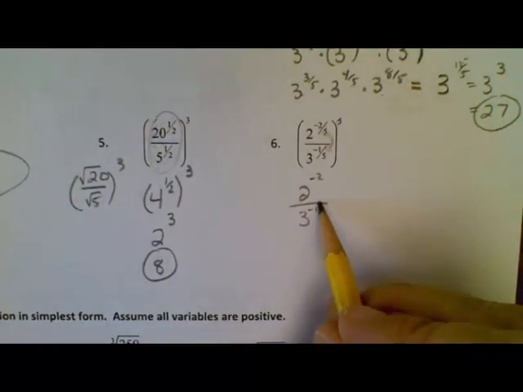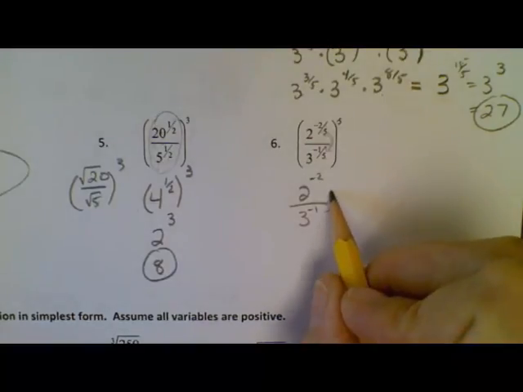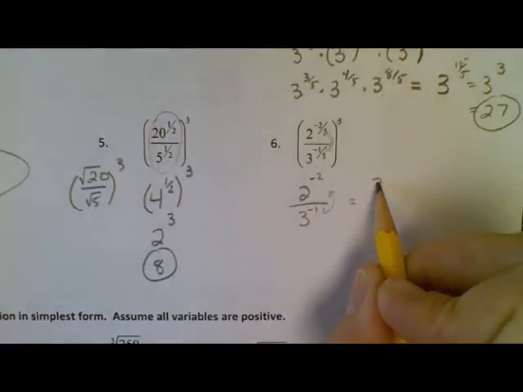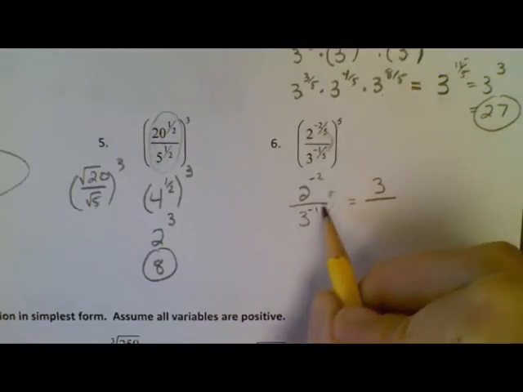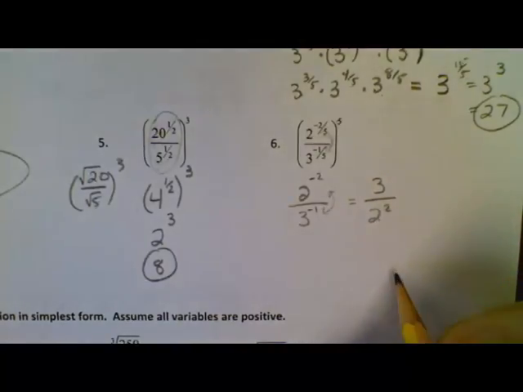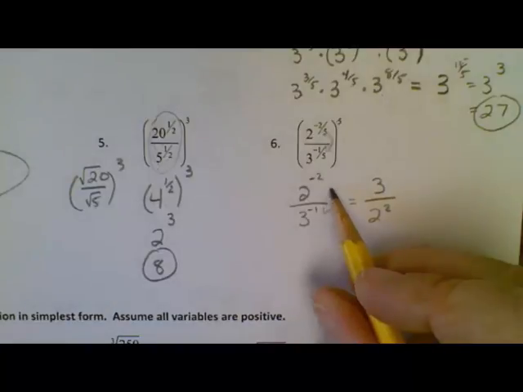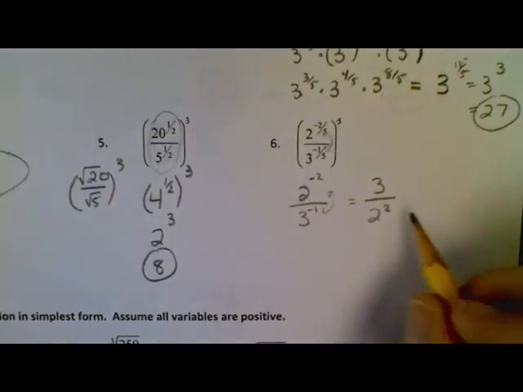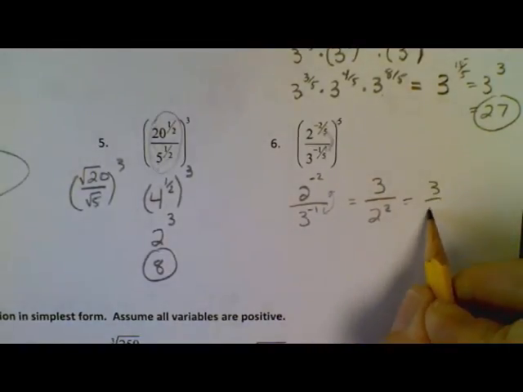Now that I see that I have negative exponents, I need to flip them. Again, I could have done that first. So I'm going to get 3 to the first in the top. In the denominator, I'm going to get 2 squared. So all I'm doing is taking care of those negative exponents. And then 2 squared is 4.